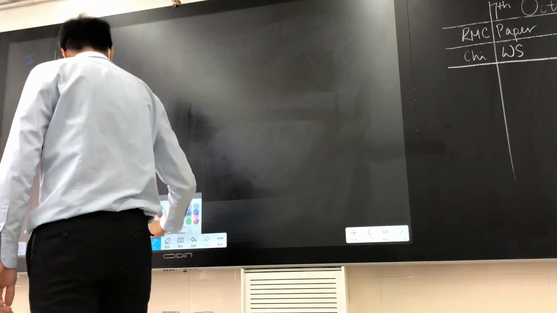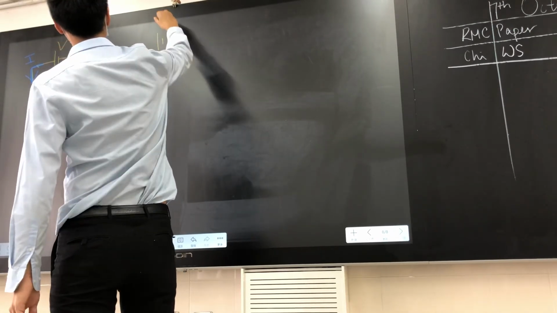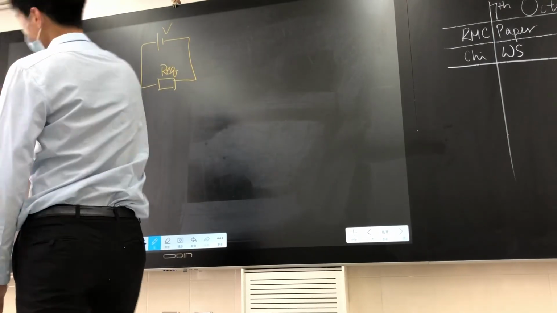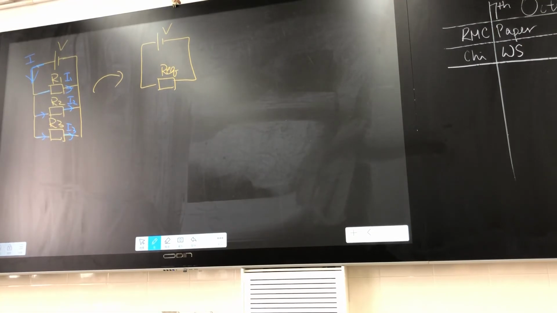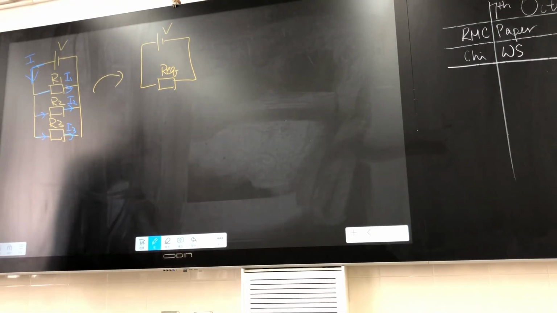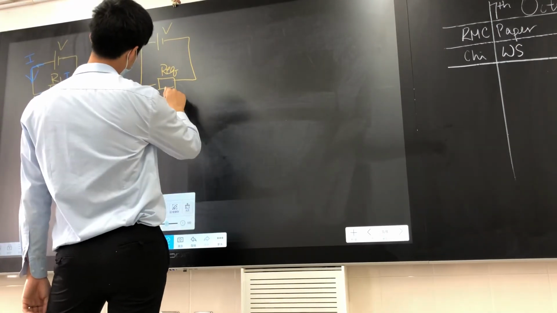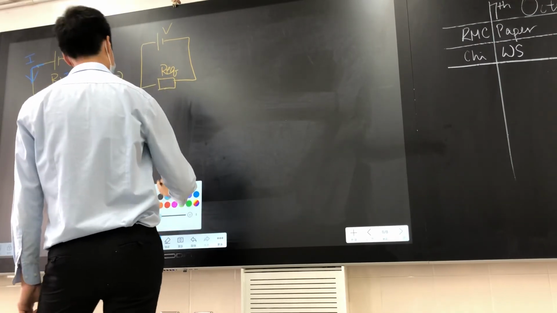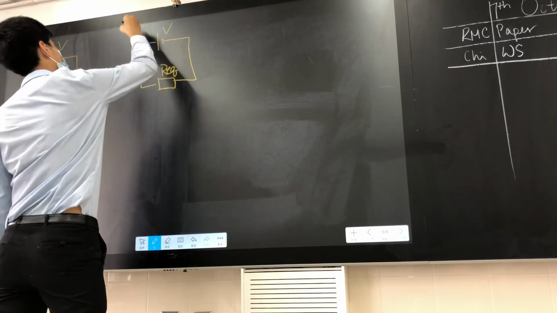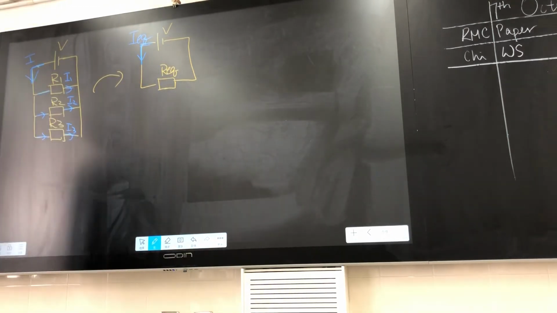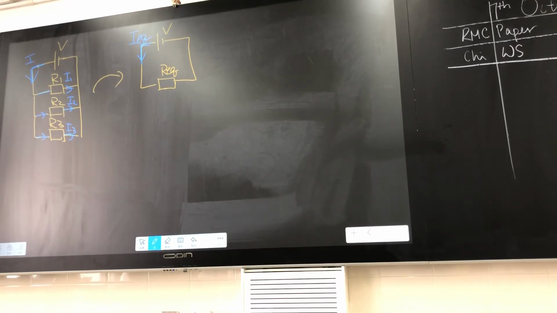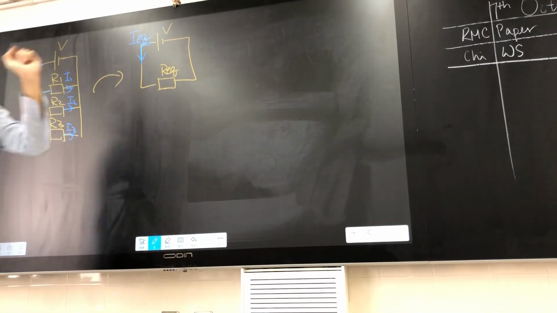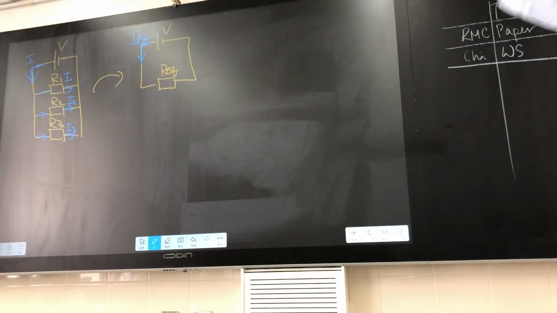Okay, so with an equivalent circuit, we combine these three into one. So if you want to replace these three resistors with a single one, then what is the value of the REQ?